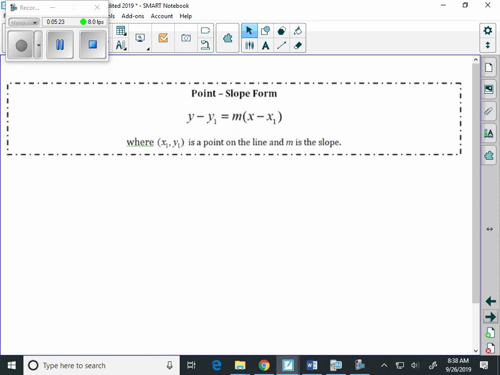Point slope form: y minus y1 equals m times x minus x1. I do not think that this formula is provided to you on the OST. I need to check that again, but I do not think that this one is provided for us. But the nice thing about it is we're allowed to write our equations in this format. We don't have to do a lot of algebra to this.